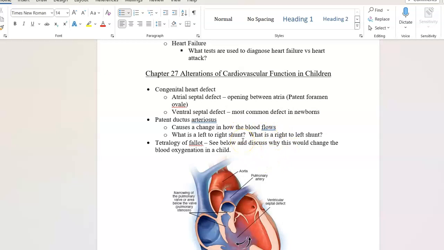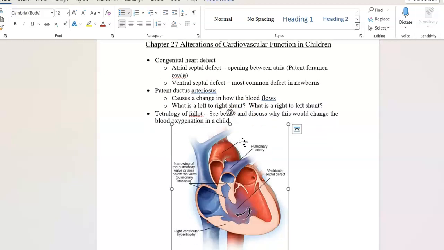Tetralogy of Fallot. So with this condition, there's a multitude of things that can go wrong. You have ventricular septal defect. So you have an intermingling of right and left-sided blood in the ventricles. You have what's called pulmonary stenosis, which is a narrowing of the pulmonary trunk. Okay. I believe there's coarctation of the aorta as well.